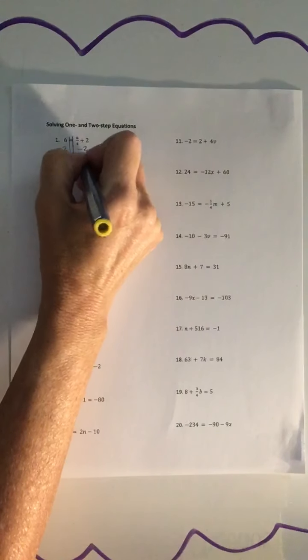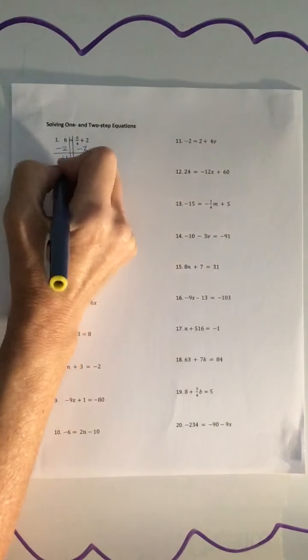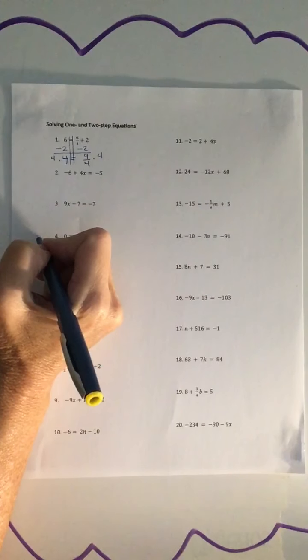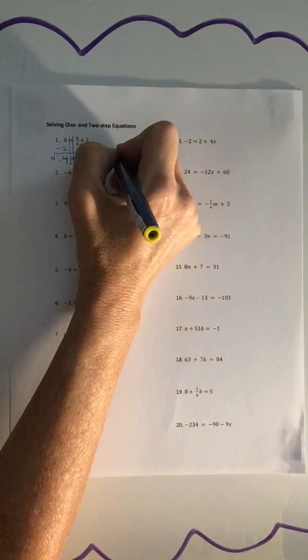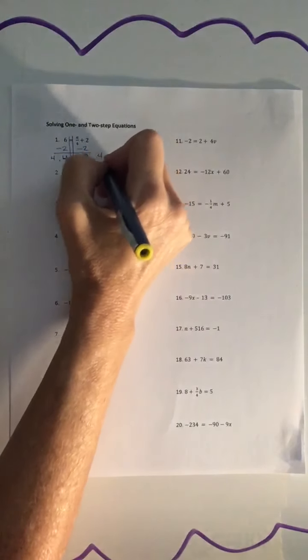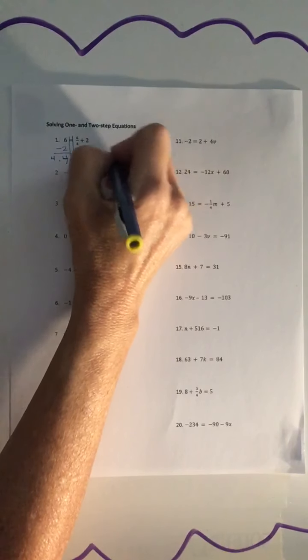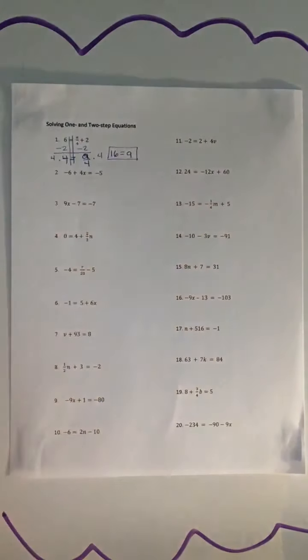equals a over 4. The opposite of dividing by 4 is multiplying by 4. So once we do that, on both sides we have, that's an A by the way, it looks like a 9. We will end up with 16 equals A. And I guess I'm going to have to write a lot smaller.